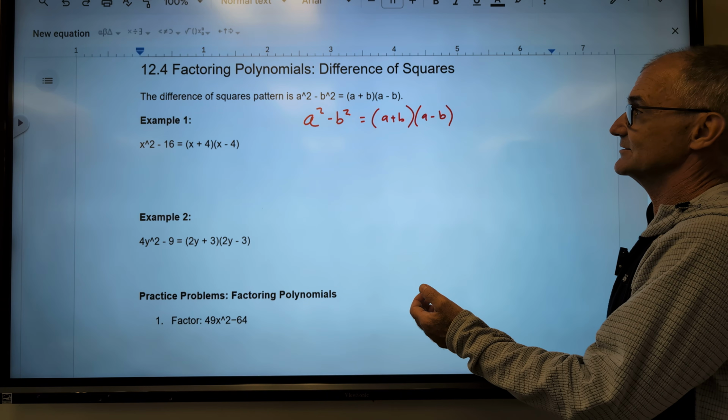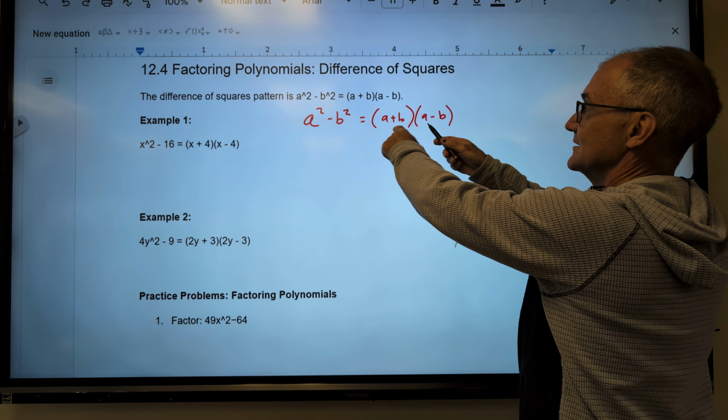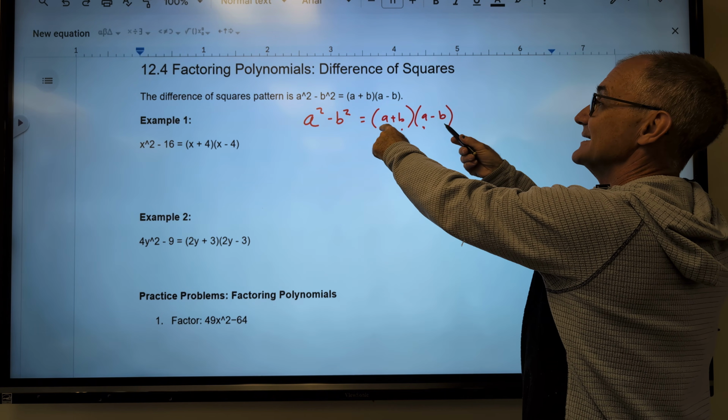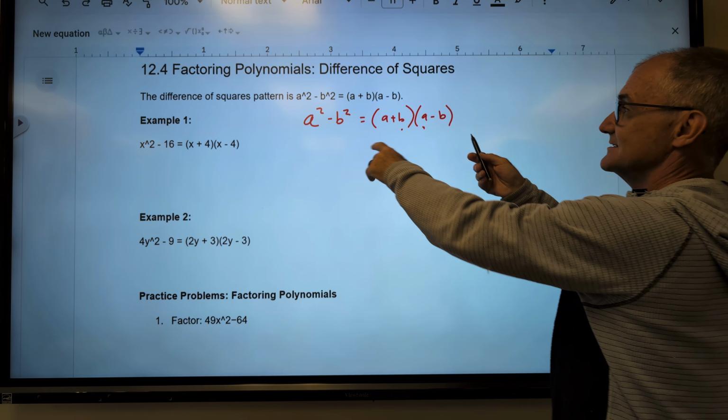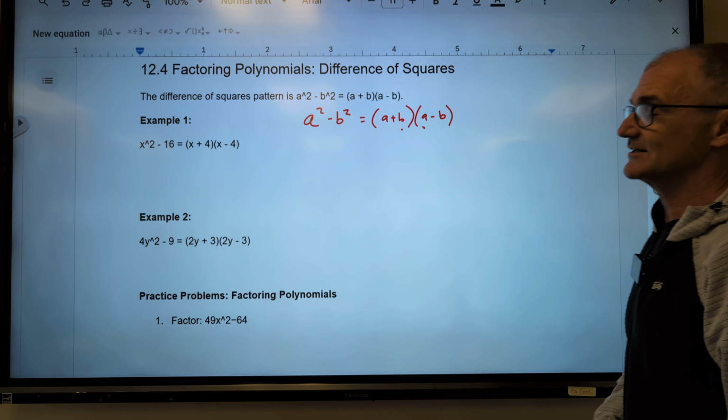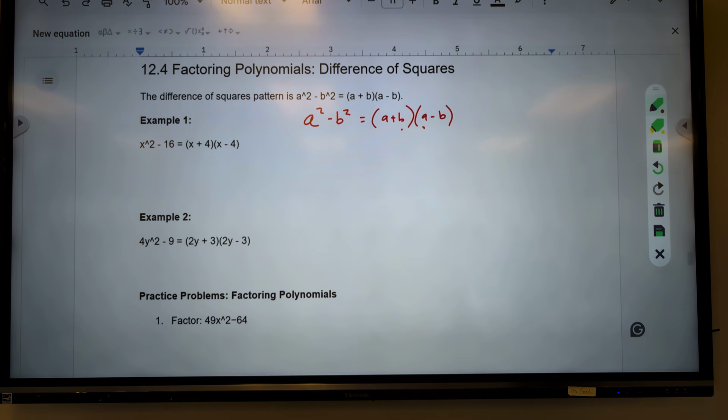And we're still doing that FOIL thing, right? First, a squared plus ab minus ab. Those things cancel each other out, minus b squared, and that's why there's no middle term in these polynomials.